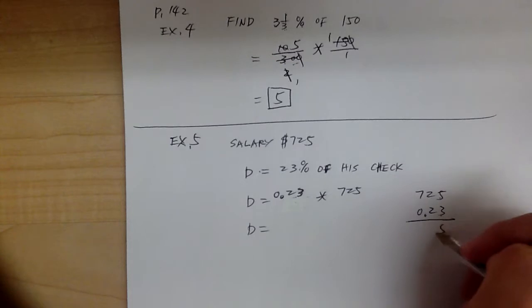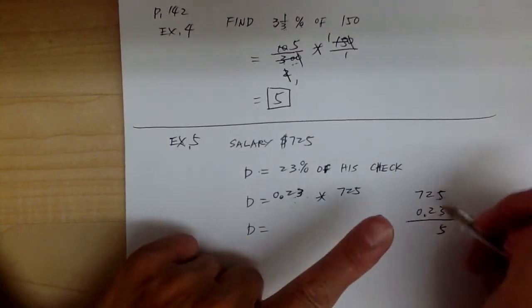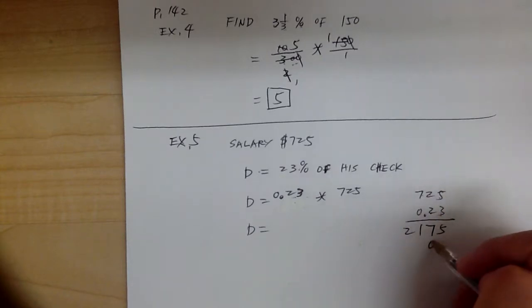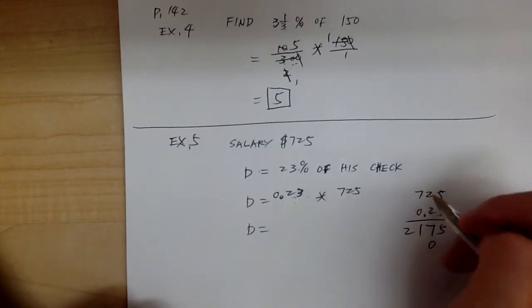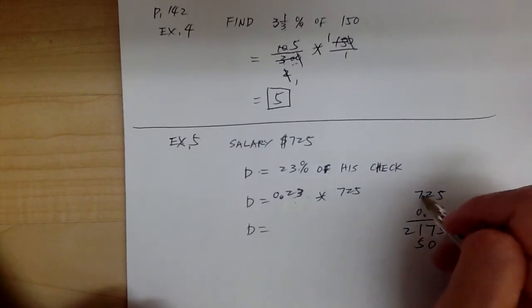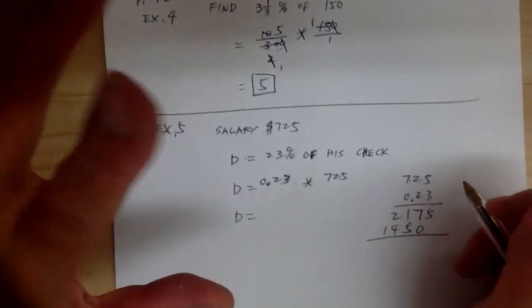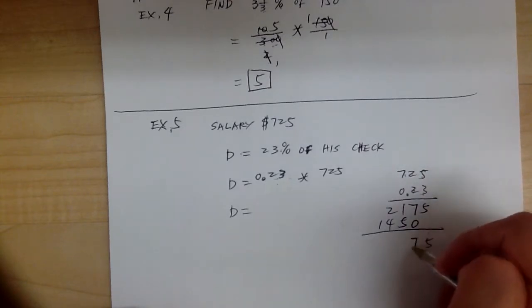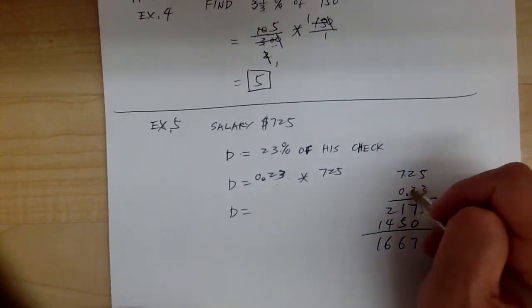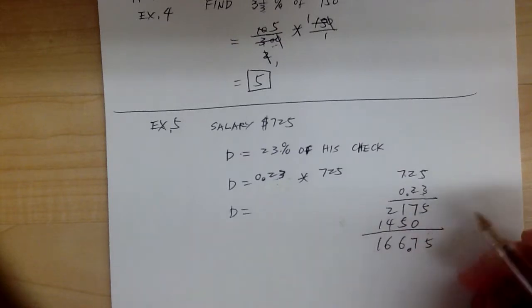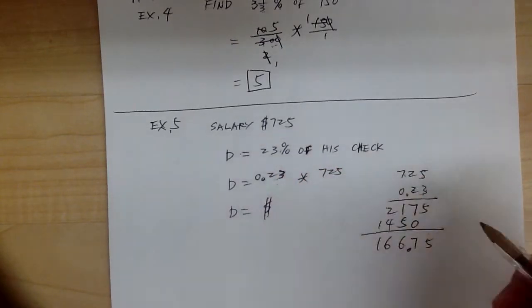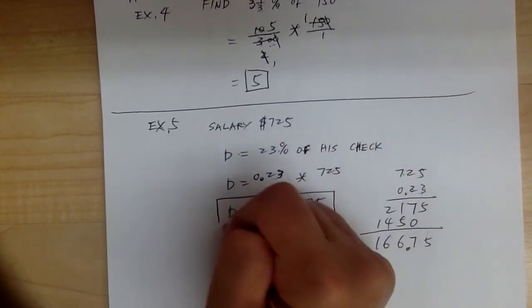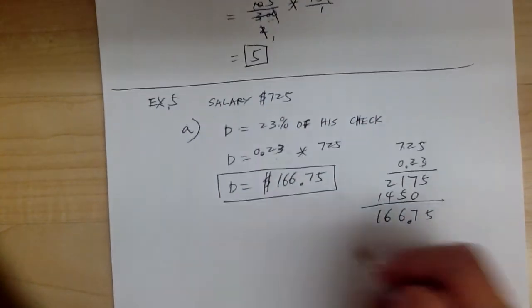So 3 times 5 is 15, carry 1. 3 times 2 is 6, plus 1 is 7. 3 times 7 is 21. 2 times 5 is 10, write 0, carry 1. 2 times 2 is 4, plus 1 is 5. 2 times 7 is 14. Okay? So you can use your finger, it helps you do things much quicker. So go and add. And there are 2 decimal places, so 1, 2, put it over here. So the deduction is equal to 166.75. Okay, so that's your part A.